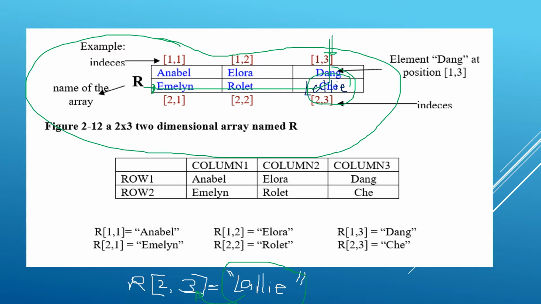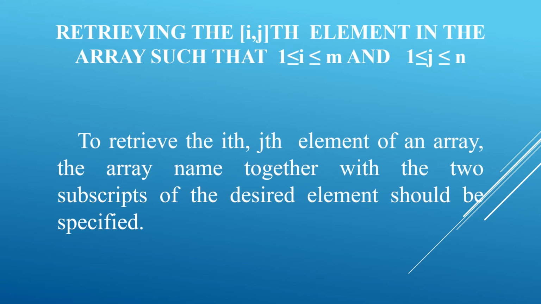And the next, we have now retrieving the ith element in the array such that the value of i is from 1 to m, from 1 to the size of the row of the array, and then the j will be from 1 to n, or the number of columns of the array. Okay, so simply, if you want to retrieve the ij position, simply specify the array name and the two subscripts of the desired element. Example, we want to retrieve the element at row 2, column 3.